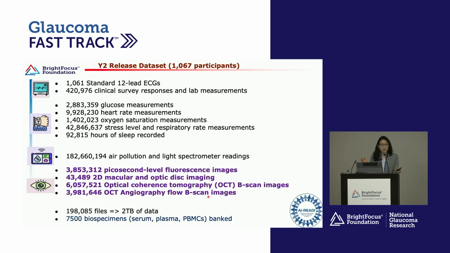And this is an example of the data that we have already released. In year 2, last year, we released our data from 1,000 people. Our main goal is 4,000. This data set alone, which is one quarter of our anticipated total data set, already has 43,000 macular and optic disc images, 6 million optical coherence tomography B-scan images, and near 4 million OCTA flow B-scan images. So you can take advantage of all these.